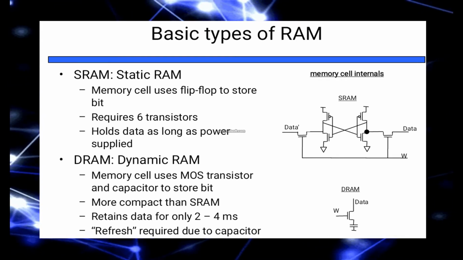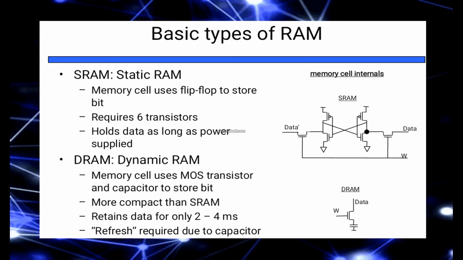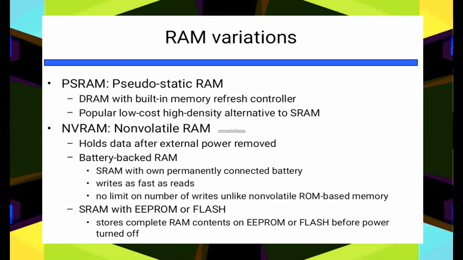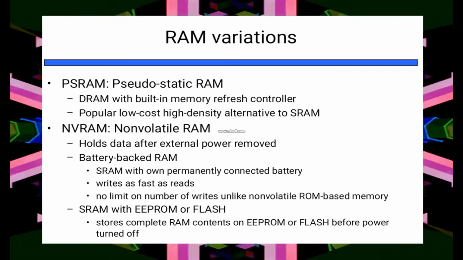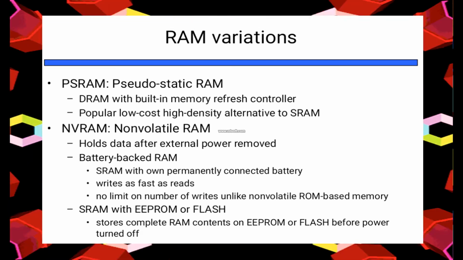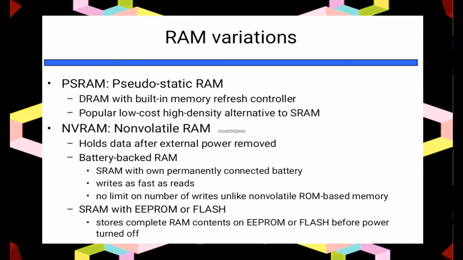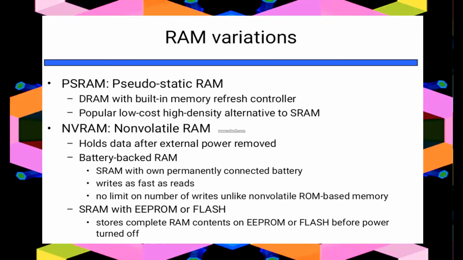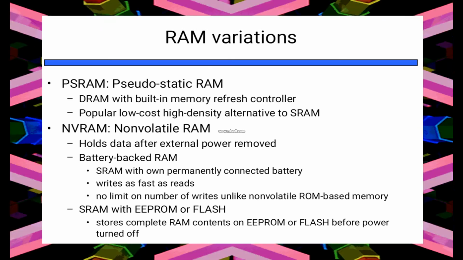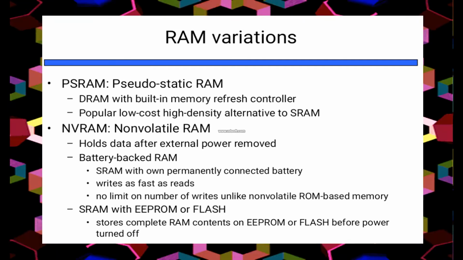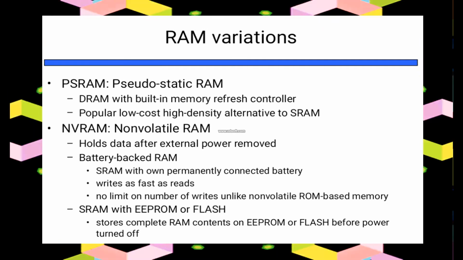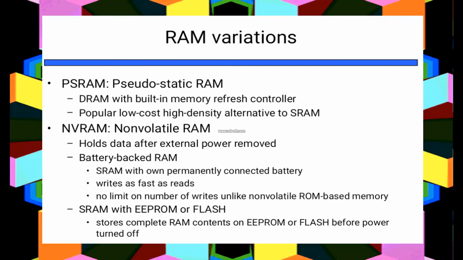On the right side, it shows the diagram for SRAM and DRAM. Refer to it. RAM variations: PSRAM, pseudo static RAM, is DRAM with a built-in memory refresh controller, a popular low-cost, high-density alternative to SRAM. NVRAM, non-volatile RAM, holds data after external power is removed. Battery-backed RAM is SRAM with its own permanently connected battery, and it writes as fast as it reads. There is no limit on the number of writes, unlike non-volatile ROM-based memory.